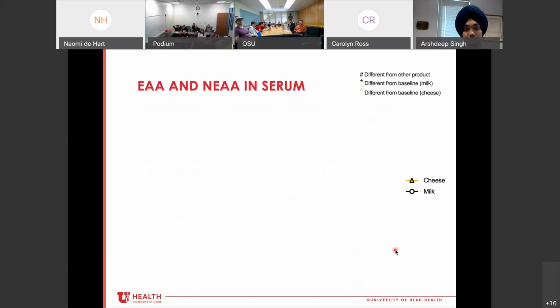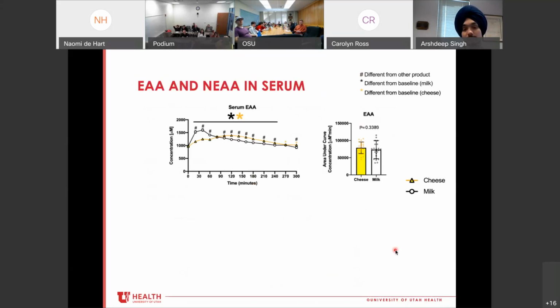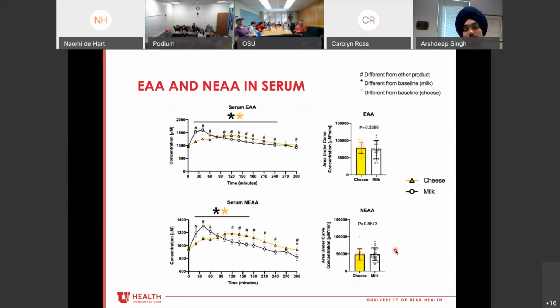Then moving into the results. First, I wanted to show the essential amino acids and the non-essential amino acids in the serum post-ingestion. As you can see here, milk spikes right after the ingestion and slowly moves its way down almost towards baseline over the time course of the study, which was 5 hours. While cheese shows a prolonged increase in amino acid levels in the serum.